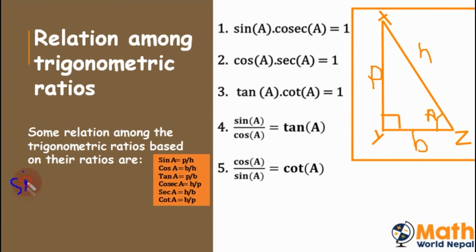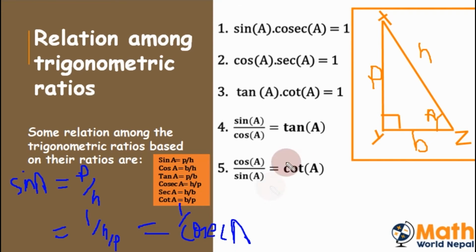So sine A is given by P by H, and we can also write P by H as 1 upon H by P, and H by P is given by cosec A, so sine A can also be written as 1 by cosec A, which verifies the first relation.